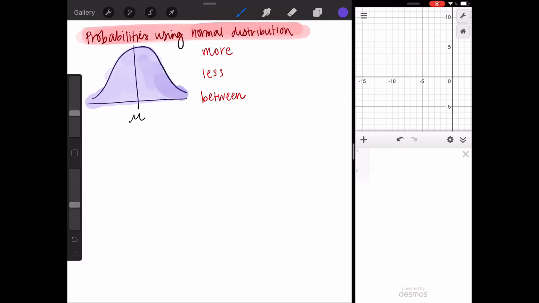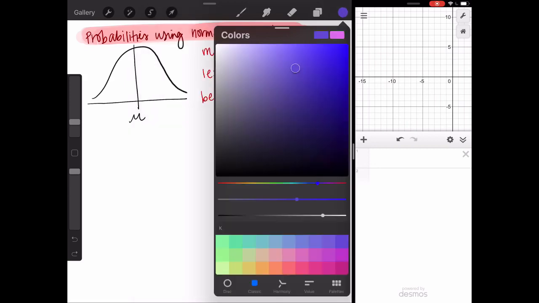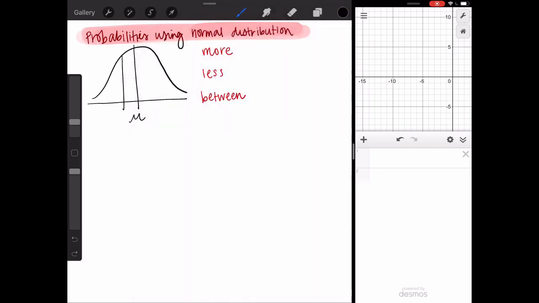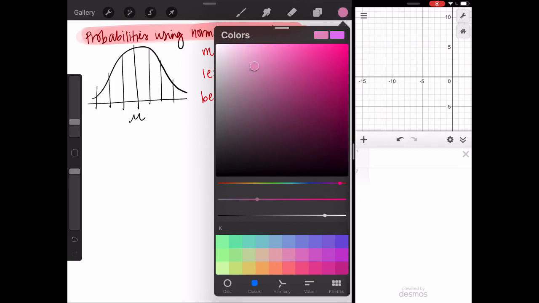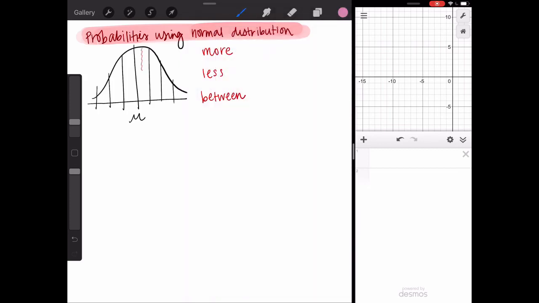Okay? We also learned with the empirical rule, the 68, 95, 99.7 rule, that data lies within certain standard deviations away. So I know that 1 standard deviation, 2 standard deviations away in either direction, there's a certain amount of data. But how do we figure out how much data lies in between 2 standard deviations?